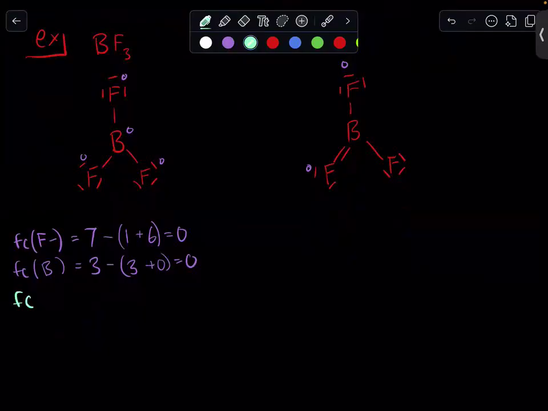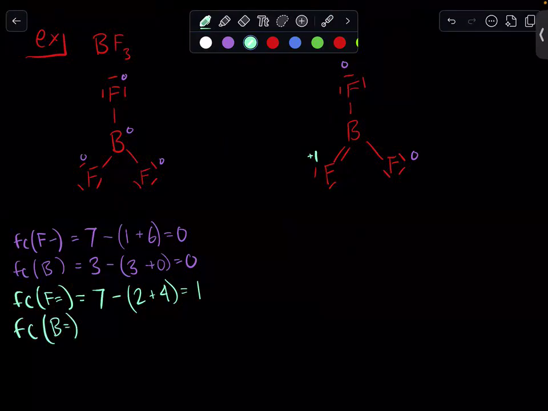Our formal charge for fluorine with a double bond is going to be 7 minus 2 bonds plus 4 electrons for a formal charge of... oops, I realize I made a mistake here. That's a plus 1. And our formal charge for boron with a double bond is 3 minus 4 plus 0, which is negative 1.